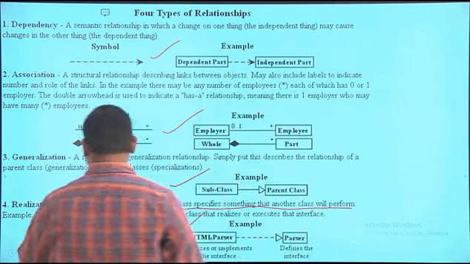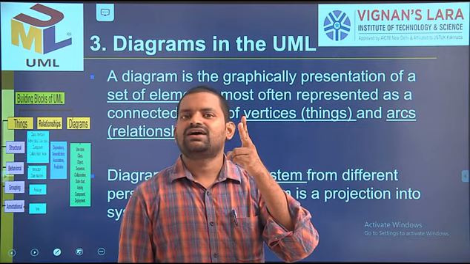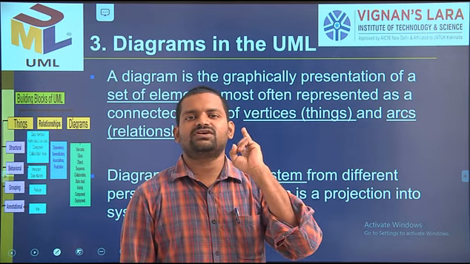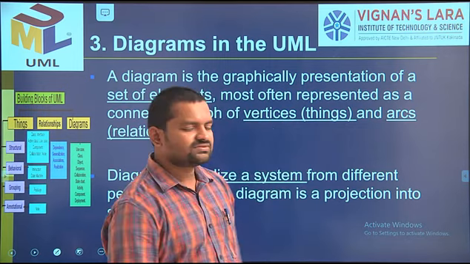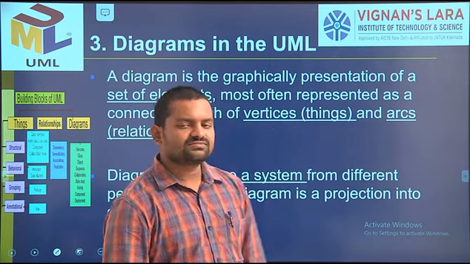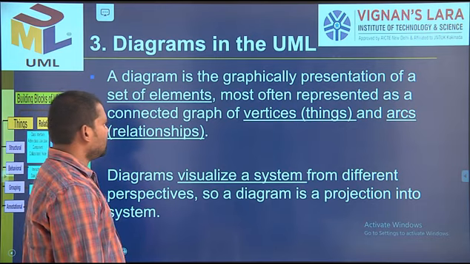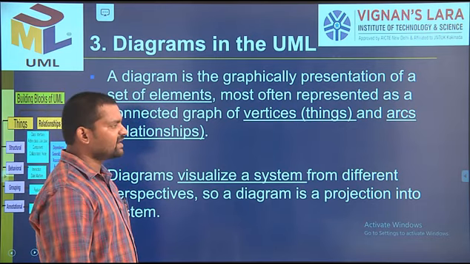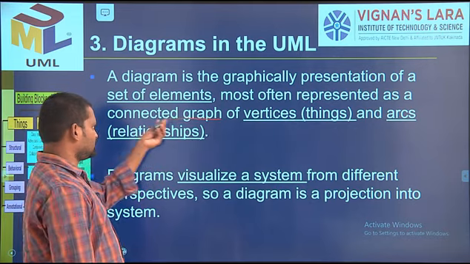Next, the third part, the continuation, of the building blocks of the UML. The first one is things, the second is relationships, and the third is diagrams. We have to see the diagrams. What are diagrams? A diagram is the graphical presentation of a set of elements, most often represented as a connected graph.